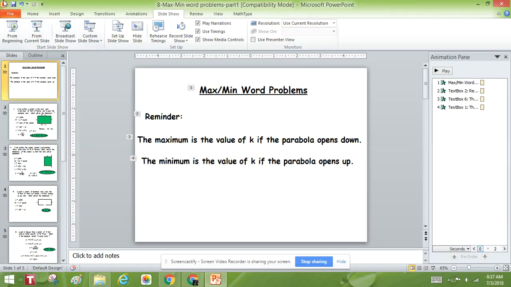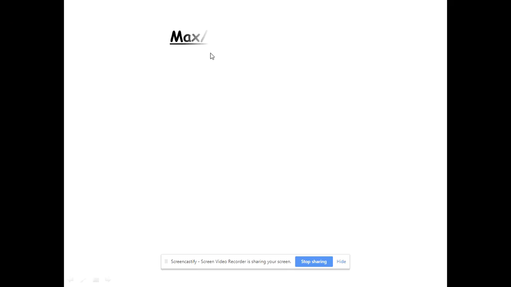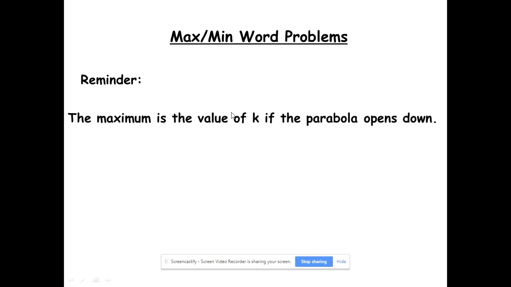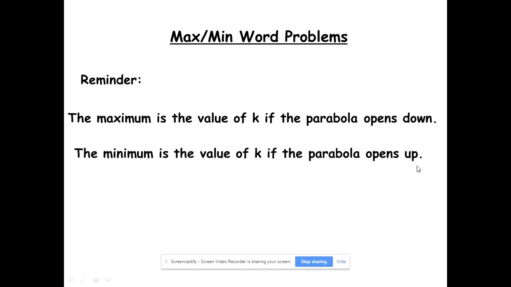All right, today we are going to talk about min-max word problems. Just a quick reminder before we get into this: a maximum problem would be a value of k where the parabola opens down, because then the vertex would be a maximum. A minimum word problem is one where the parabola opens up, because then the value of k would be a minimum, which is why we call them max-min word problems.